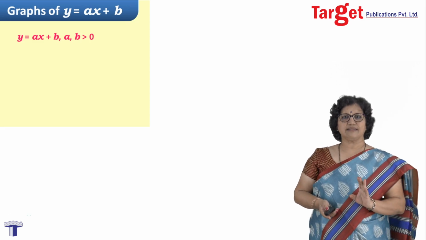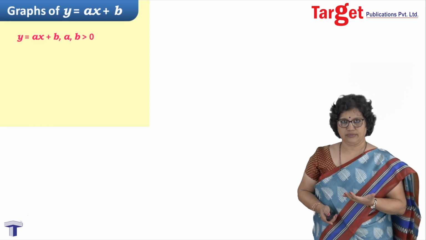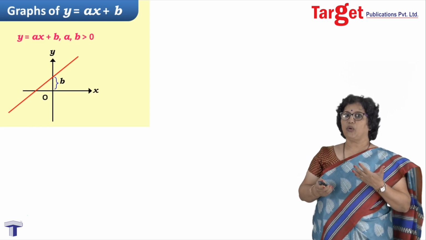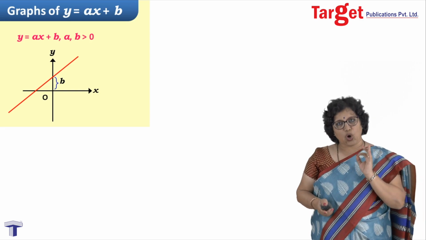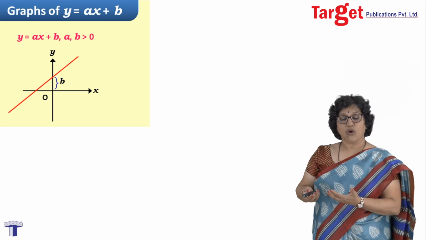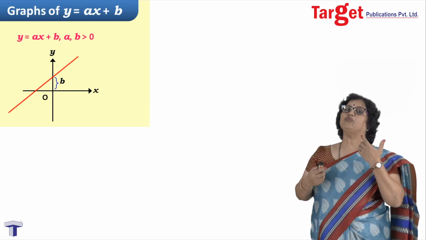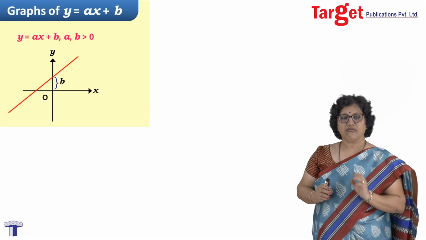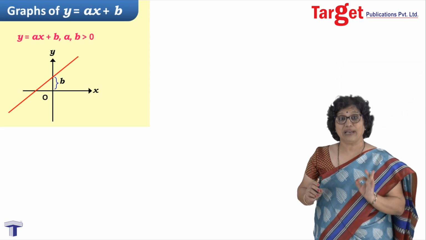So my first case is a and b, both are positive. Then how does the graph look? Now, I take x-axis, y-axis, and I try to draw the line. The best way to draw a line is the representation of y equal to ax plus b. This you have already done in the previous classes. Now, whenever I have to draw a line, the best way is that you take 2 points, one on the x-axis and the other on the y-axis. This is the best way to draw the graph of a line.